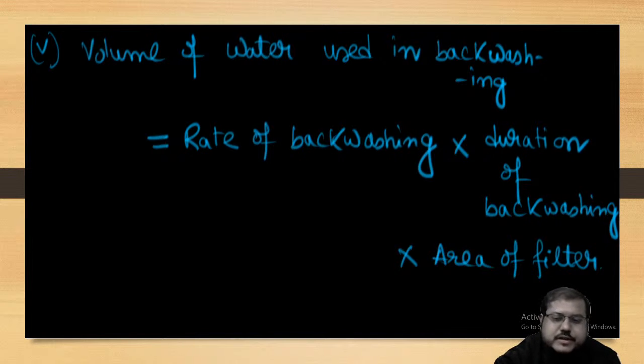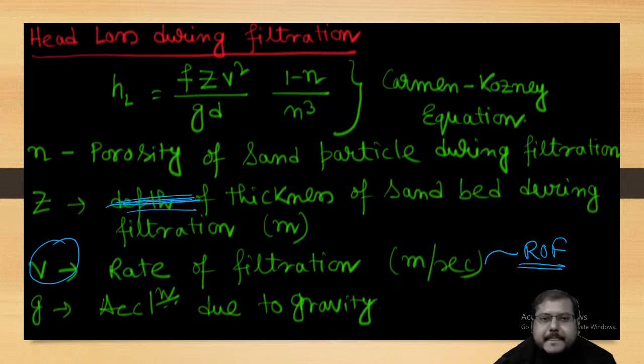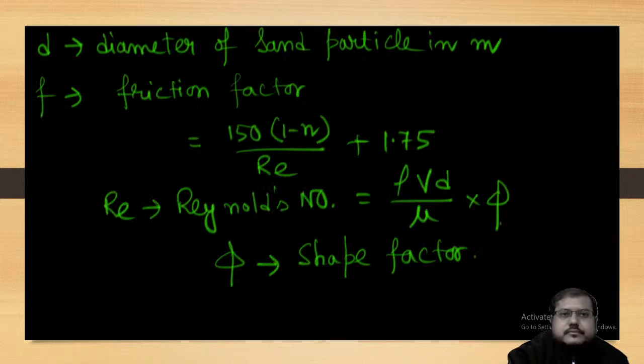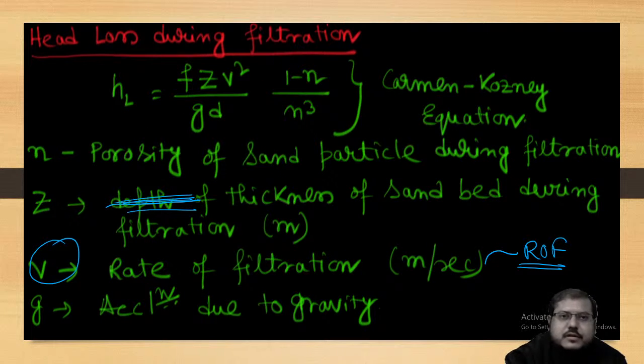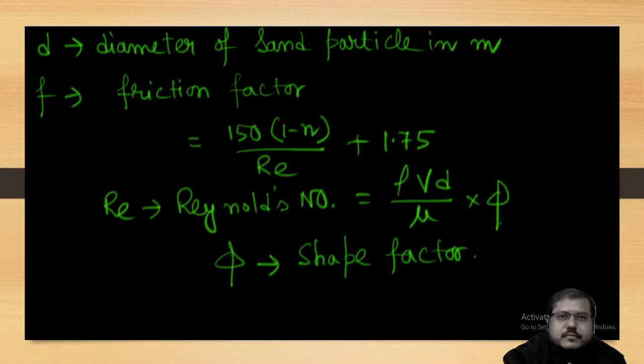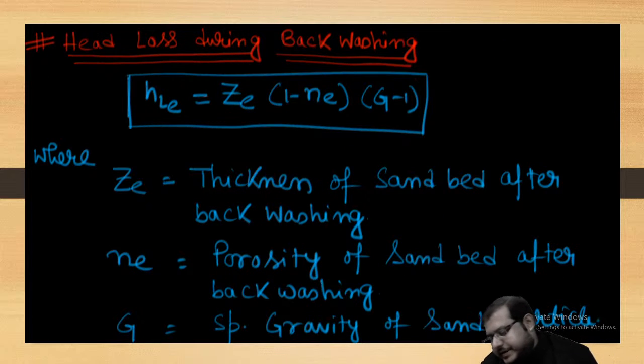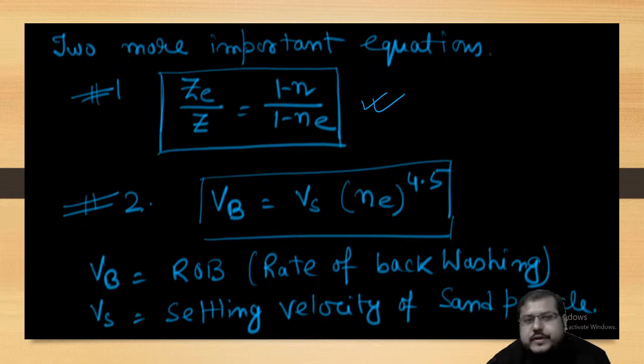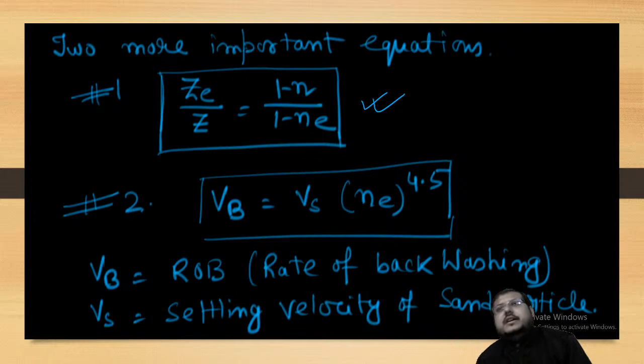So volume of water used in backwashing, then head loss during backwashing, equations, the Karman-Kozeny equation, very important to know and remember. Then head loss during filtration and backwashing, and equations supporting that: L_e by L is equal to (1 minus n) by (1 minus n_e). Anything with suffix e is related to the expansion process or backwashing process. Hope you remember that.